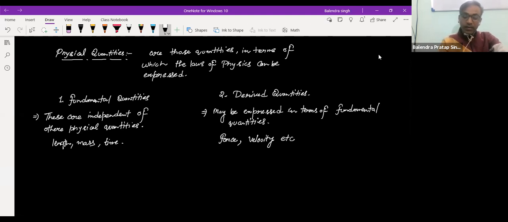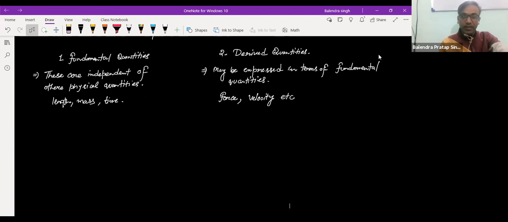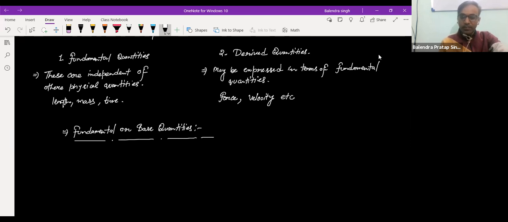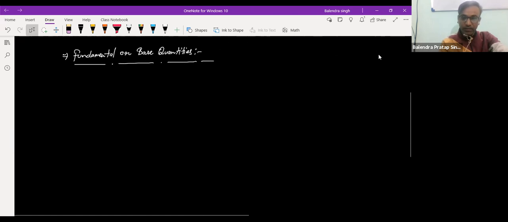So the next thing is fundamental or base quantities. Now I'm going to talk in detail about fundamental quantities. There are 7 fundamental or base quantities. The first one is length.